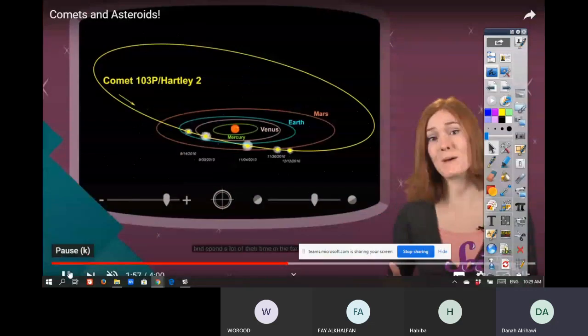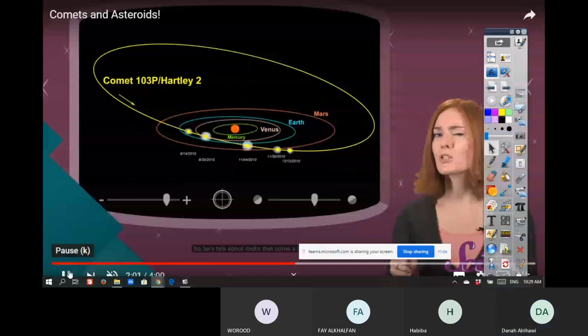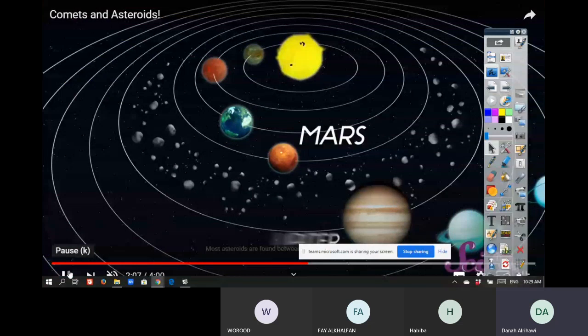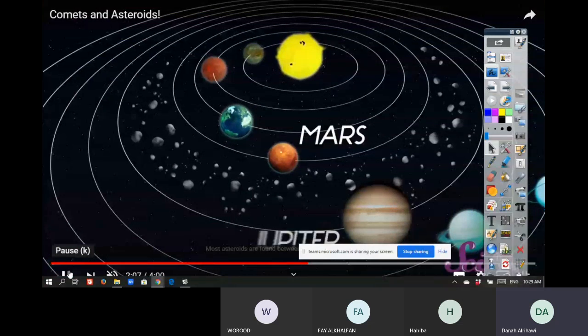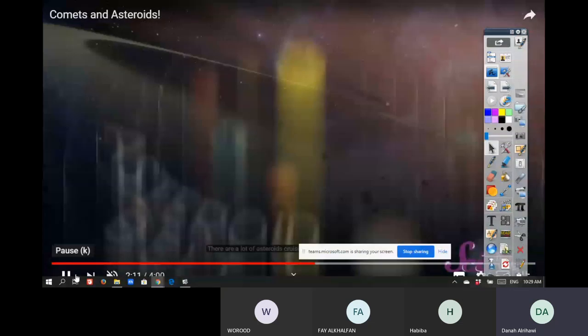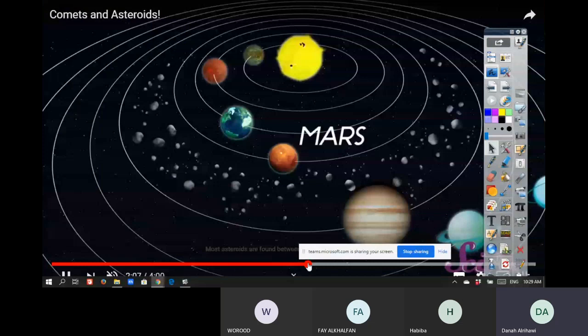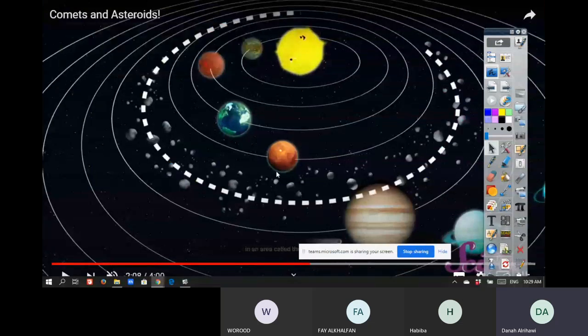Now let's talk about the asteroids. The asteroids are also rocks, and they form in a special place in the solar system. This place is called the asteroid belt because it is like a belt. It's between Jupiter and Mars.